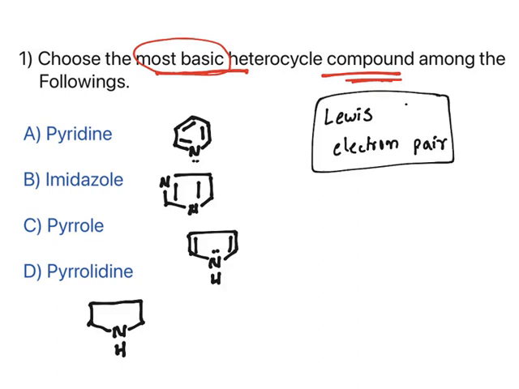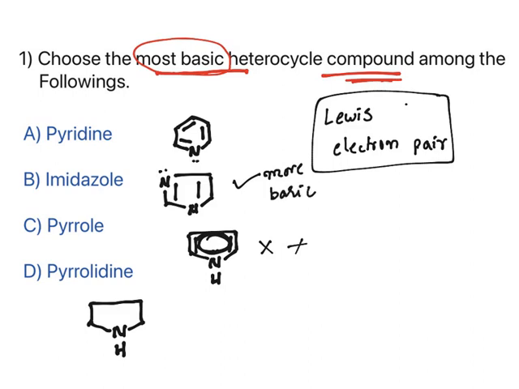Now among all these heterocyclics, pyrrole does not have this electron pair available because it is involved in delocalization. Pyrrole is an aromatic compound in which the lone pair of electrons is involved in delocalization. So the lone pair is not available, and it cannot act as a base. So this is completely ruled out. In case of pyridine and imidazole, yes, lone pair availability is there. But out of these two, imidazole is more basic. It is almost 100 times more basic than pyridine.